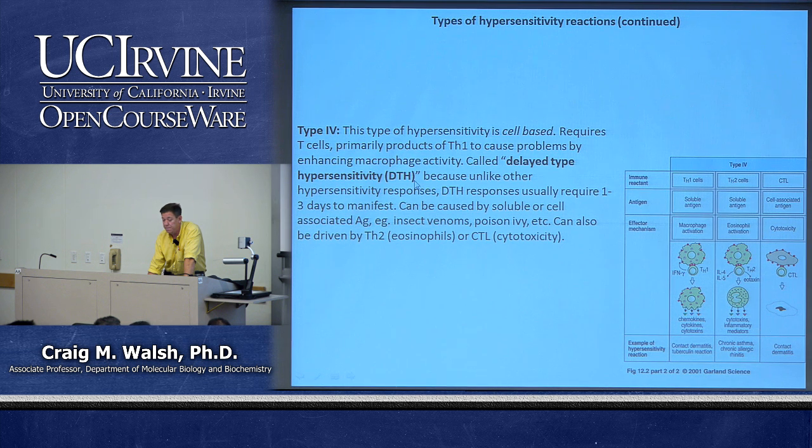And DTH is typically a problem, for example, if you have a response to certain insect venoms, poison ivy, and so forth. The consequence is that you get this response of T cells, primarily Th1 cells, and so it takes some time. That's why it's called delayed type hypersensitivity, as opposed to some of these acute hypersensitivity responses: it takes somewhere between 1 to 3 days. That's time where antigen-reactive T cells get activated and differentiate primarily into Th1 cells, although there is a component of Th2 cells involved as well.